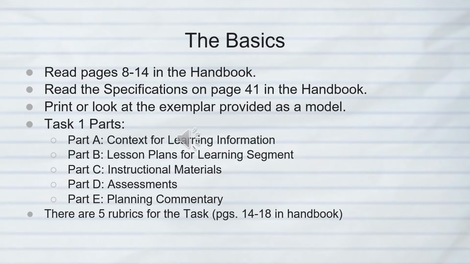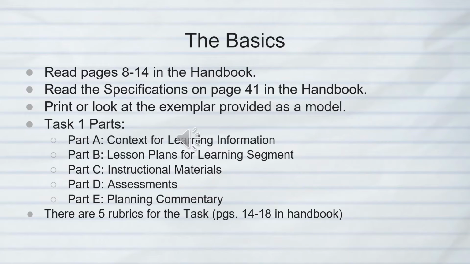And there are 5 parts to Task 1. The first one is going to be Part A, which is your context for learning information. This gives learning information about your school, about your specific class, and about the differences that make your job different than a different teaching job in a different district. Part B is going to be your lesson plans for your learning segment. This is going to be a set of 3 to 5 lesson plans.